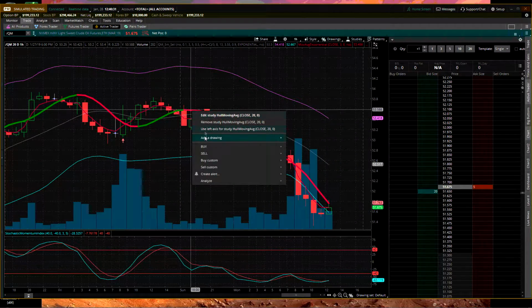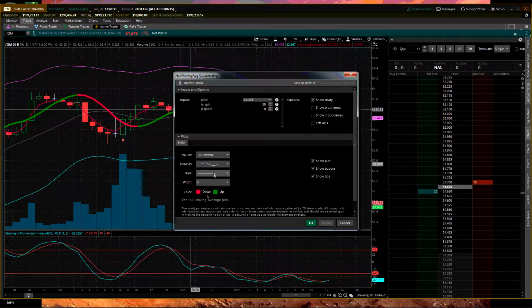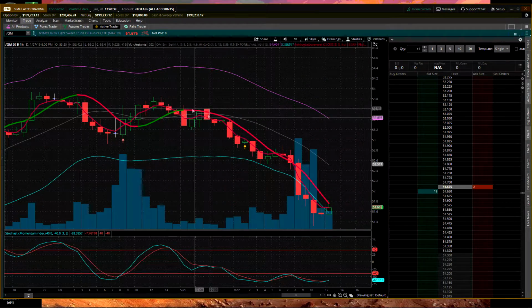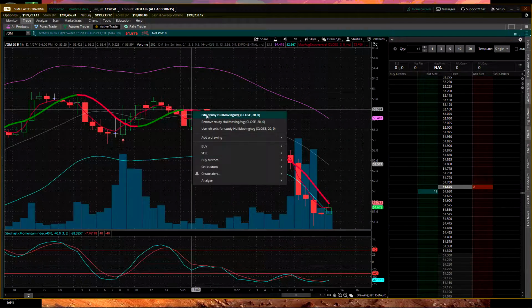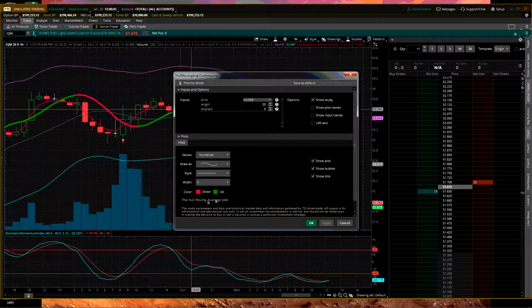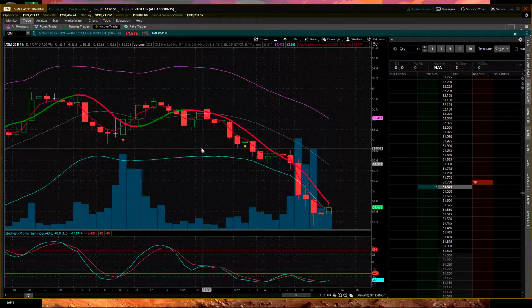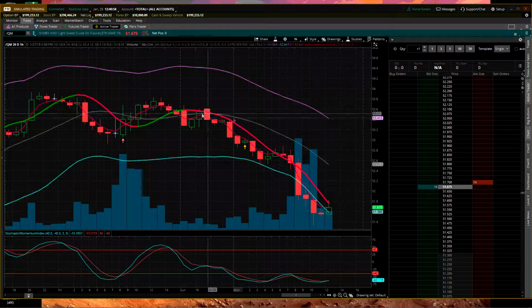Now I've beefed up this line, made it a little bit thicker. You notice down here it says width 4. How did I do that? I just right clicked on the line, said edit the study, and made the width 4. My colors are red and green: red if the price is going down, green if the price is going up. You can change these, you just click right on them. All right, so that's how you get the whole moving average to show up.